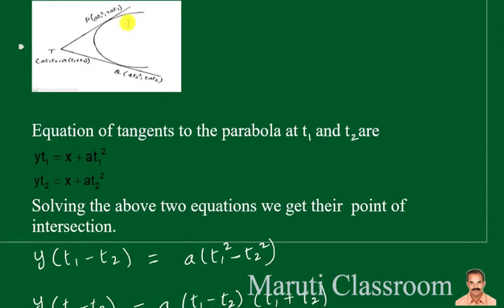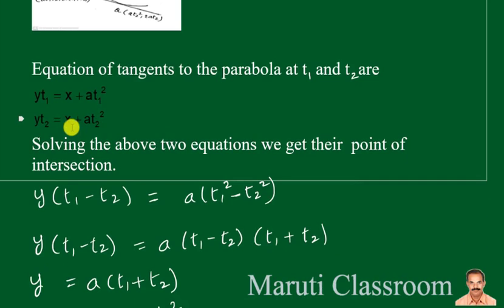We know the equation of the tangent to the parabola at t is yt equals x plus at square. The equation of the tangent to the parabola at t1 is, writing t1 in place of t, yt1 equals x plus at1 square. In the same way, the equation of the tangent to the parabola at t2 is yt2 equals x plus at2 square. We are going to find their point of intersection. The point of intersection will come by solving these two equations.